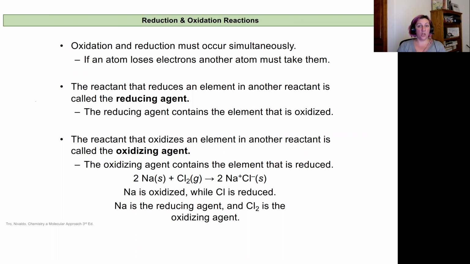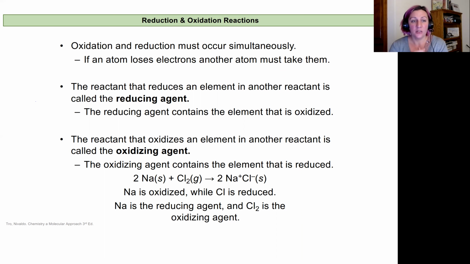A few more notes about this before attempting a practice problem that I'll show a solution for. This is kind of highlighting some things I've already talked about, but I want to make sure it's crystal clear that oxidation and reduction have to occur simultaneously. It's not one and then the other, it's not that the atom loses an electron, it hangs out, and then another atom takes it. It's that it happens at the same moment. And so this transfer of the electron happens right away.